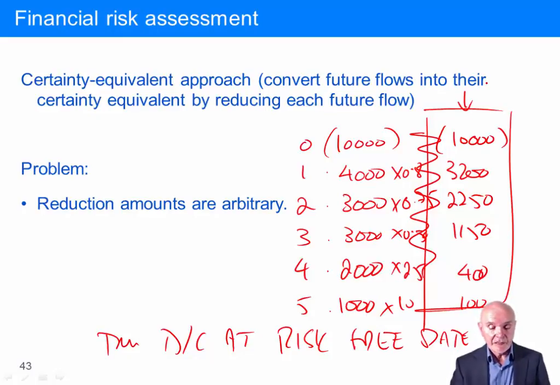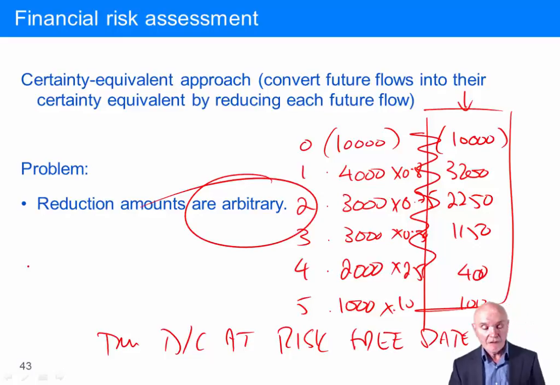The big difficulty is that the 0.8, the 0.75, the 0.5, the 25% are completely arbitrary. There is no mechanism, no rules, regulations for deciding how far you should be discounting these future flows to account for the uncertainty.